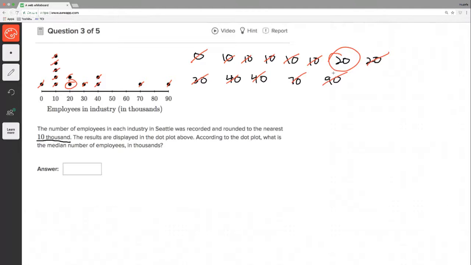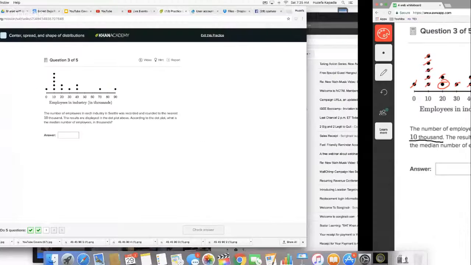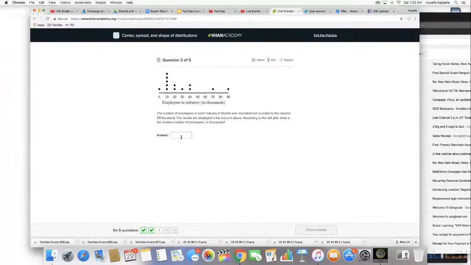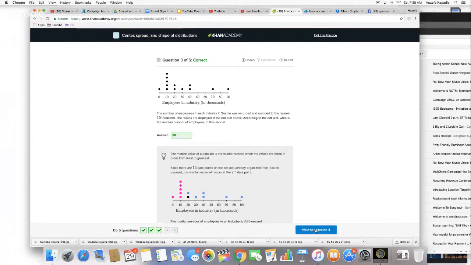And again, it says number of employees in thousands. So we don't put 20,000. You want to be really careful of that. On the actual test, you can't because there's not enough room. You just put 20. That's your indication. If it's beyond 4 digits, can't do it. So 20, there you go.